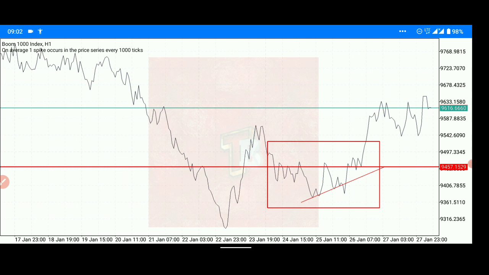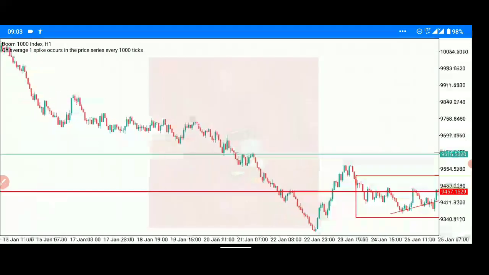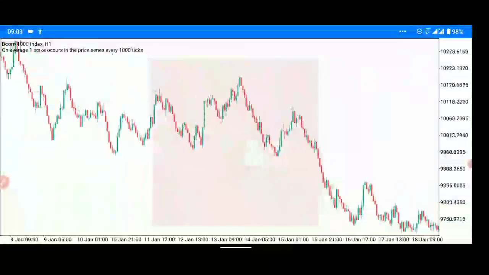If we go back to our candlestick, you see it, a good point of retest. You keep retesting there, then it moved. You see it. So let's retrace it back and see.